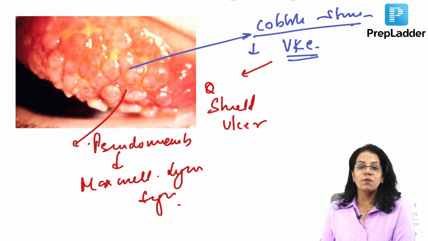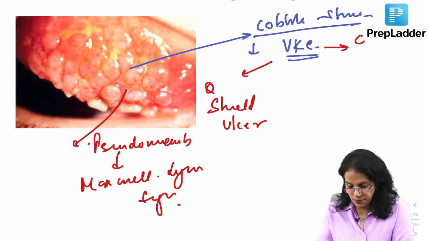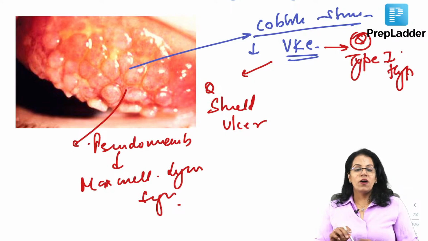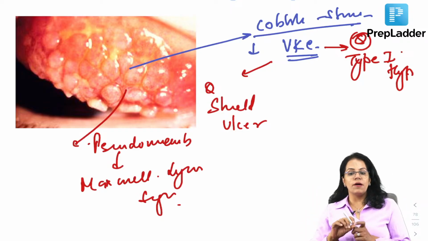Then we have to also remember Horner-Trantas spots, don't forget that. And what type of hypersensitivity is also an exam question. It's a type 1 hypersensitivity reaction. Okay, we'll remember that.